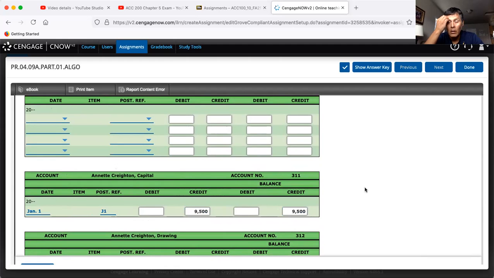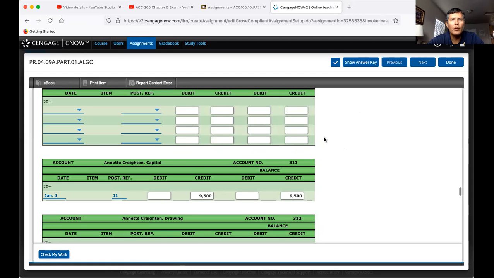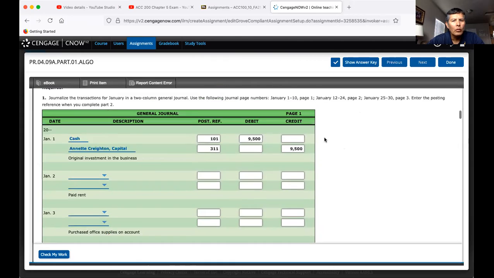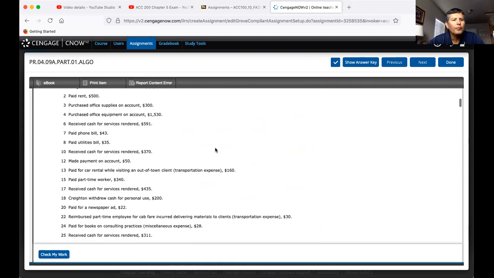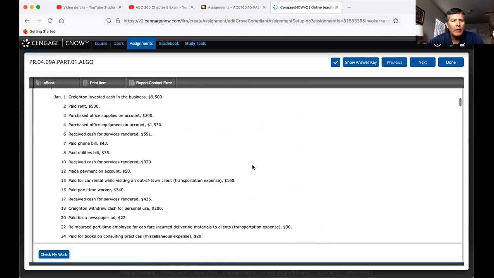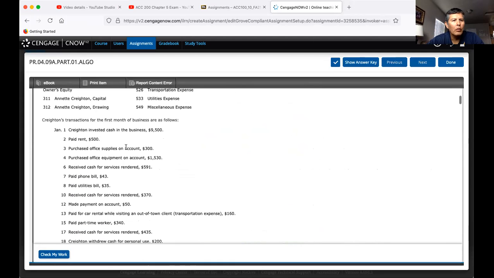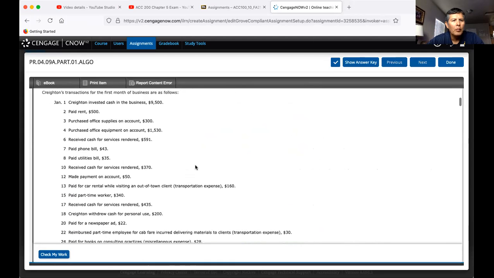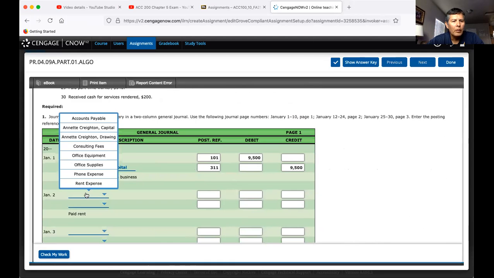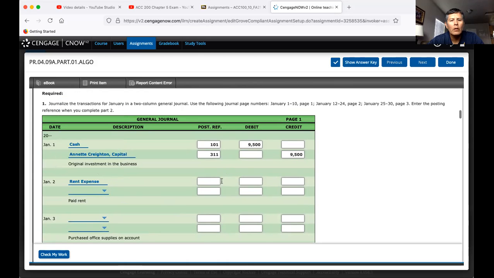Okay. All right. So moving right along. Notice how this is kind of an extensive process. So let's go to purchase office supplies on account of $300. Oh no, paid rent 500. Paid rent. So we paid it. So we're going to do rent expense. This will be for 500.